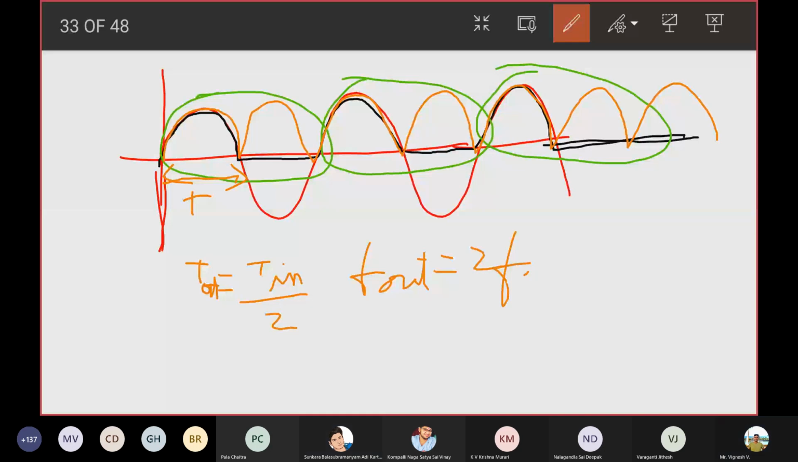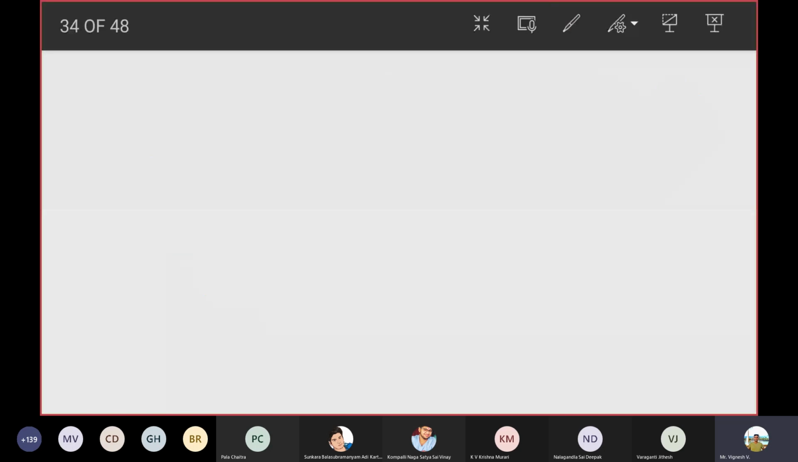All right. So this is with respect to a half wave and a full wave rectifier. We'll look at a new rectifier in today's class called a bridge rectifier. I'll draw the circuit. I'll tell you the reason why a bridge rectifier is used, but I may not be able to completely explain it in today's class.